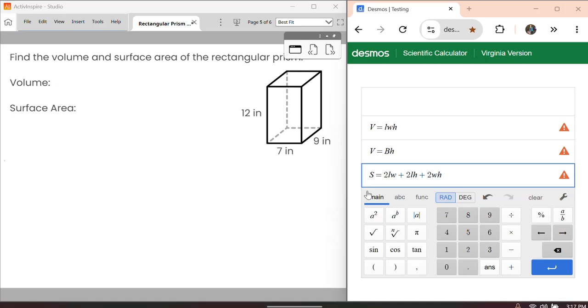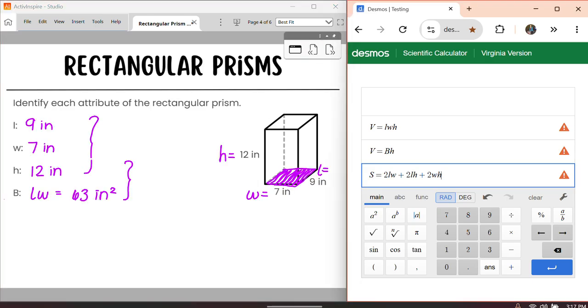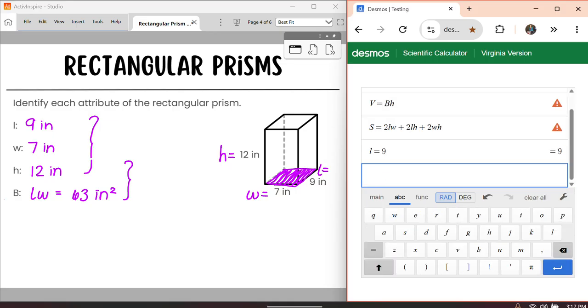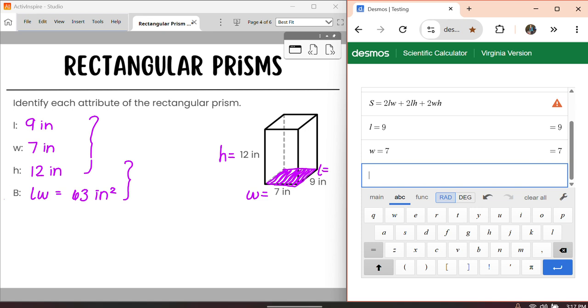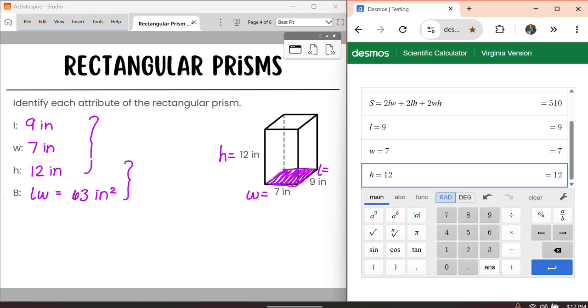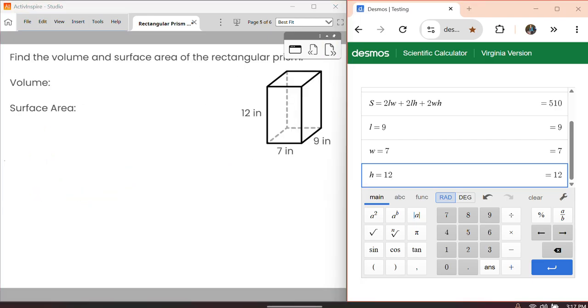The only thing I want to point out is that in the surface area formula, I just put S equals, and that's because if you put SA, the calculator will not work. It doesn't like it when two capital letters are together like that. So I'm going to look at what I wrote down, and I'm going to put all of those pieces in. So I know that the length is 9. I know that the width is 7. I know that the height is 12. And then I'm going to stop there for just a second. We'll come back and we'll put in the big B.